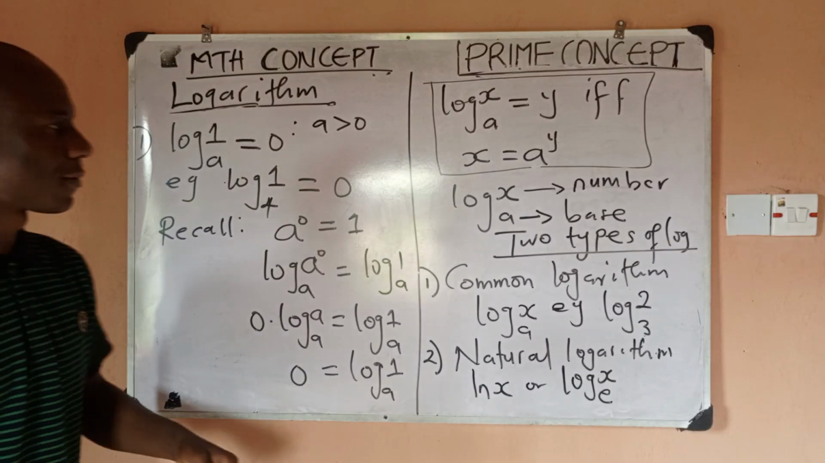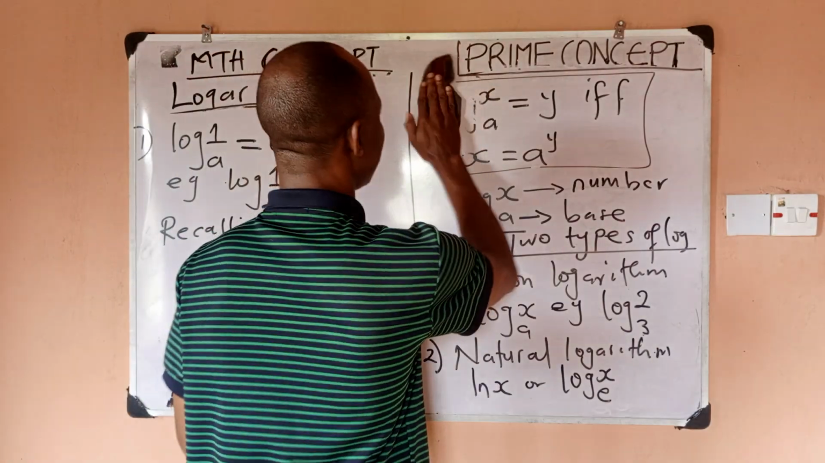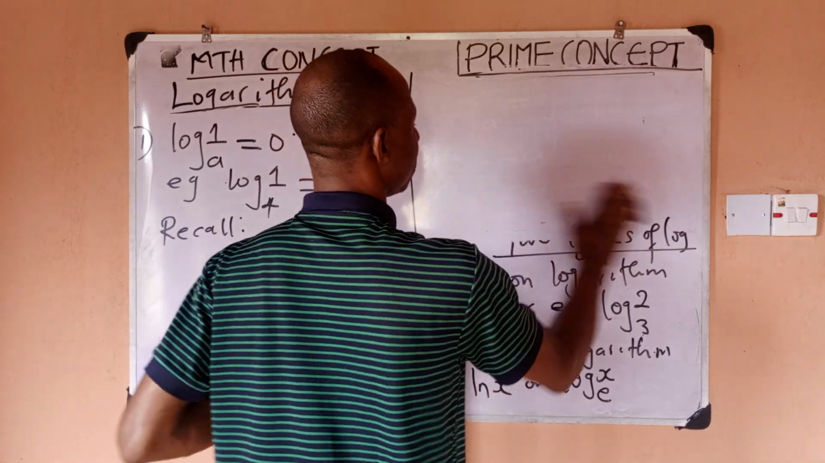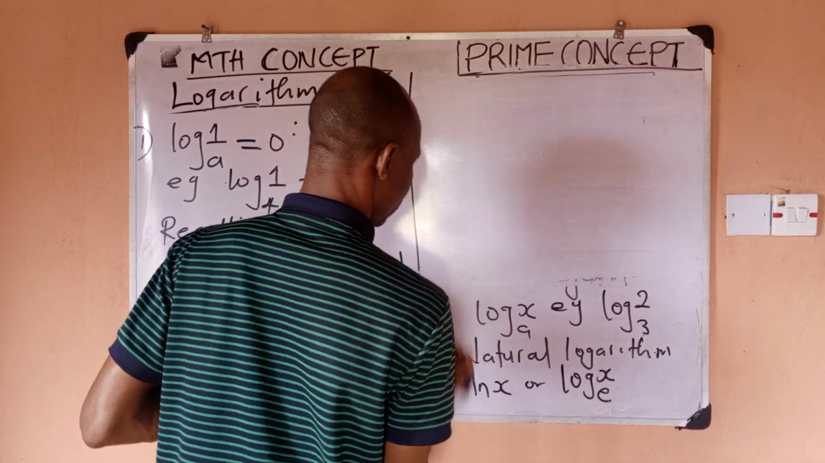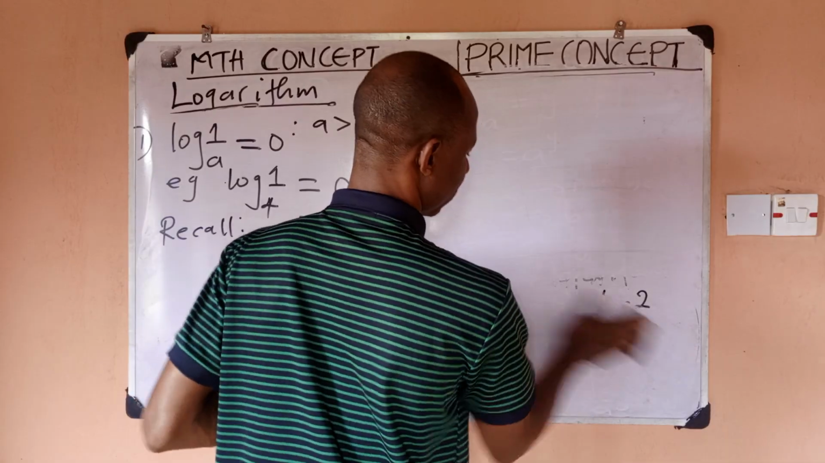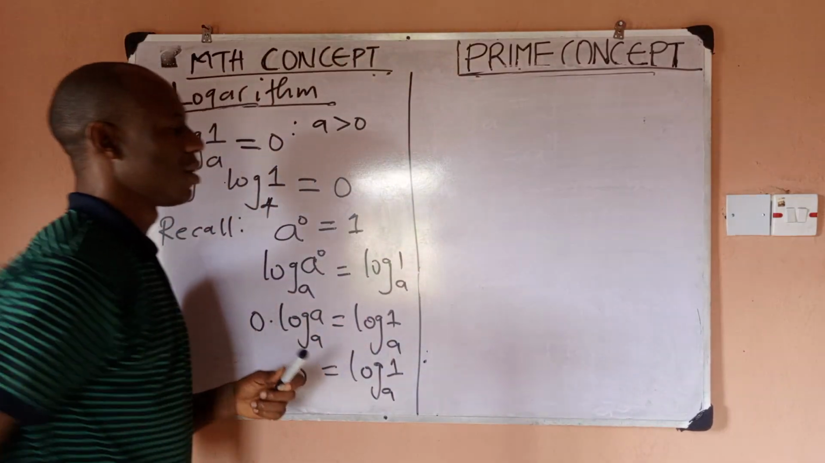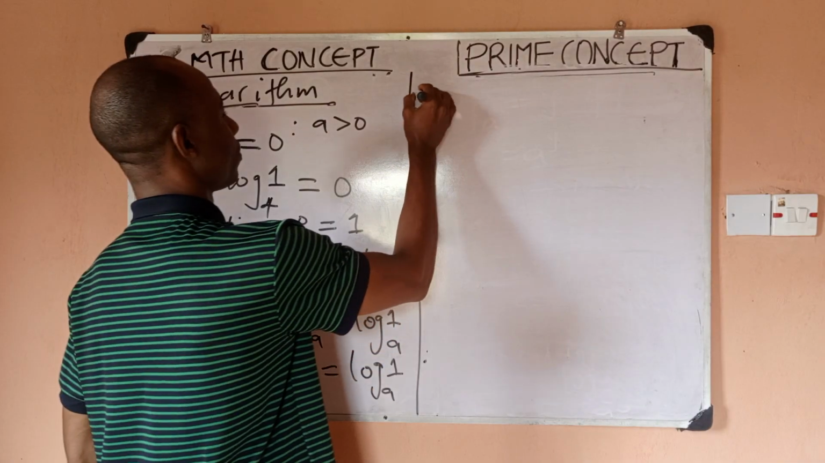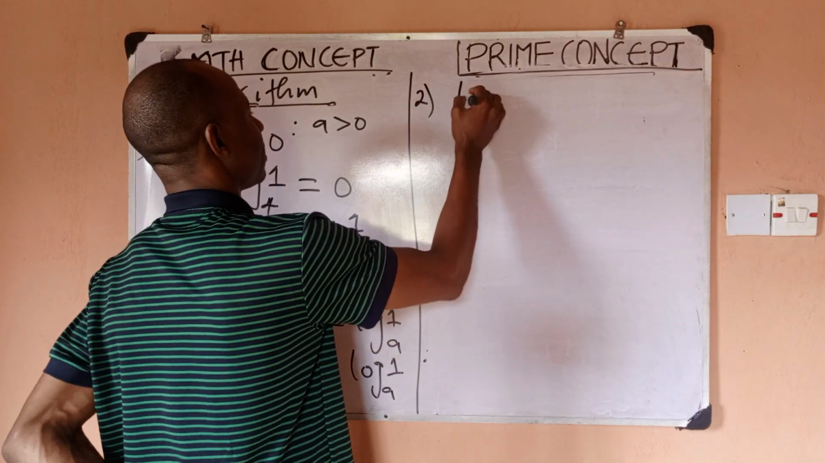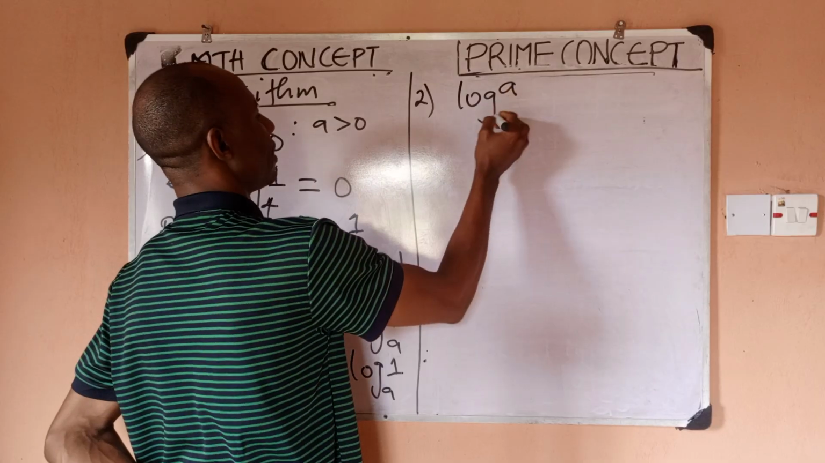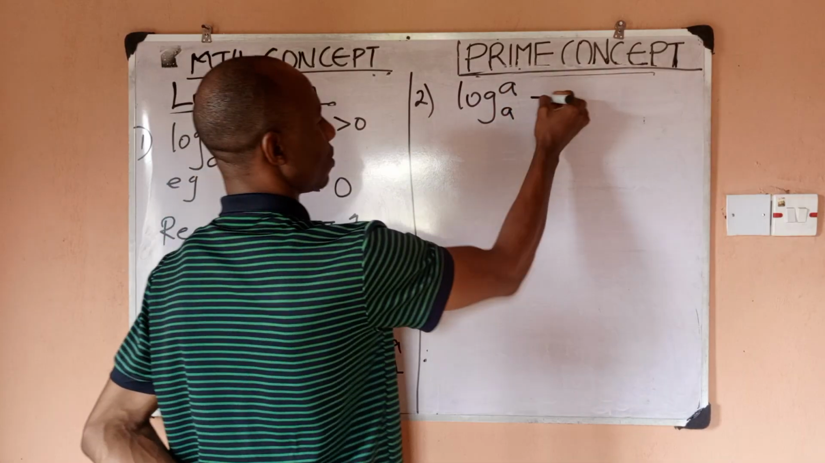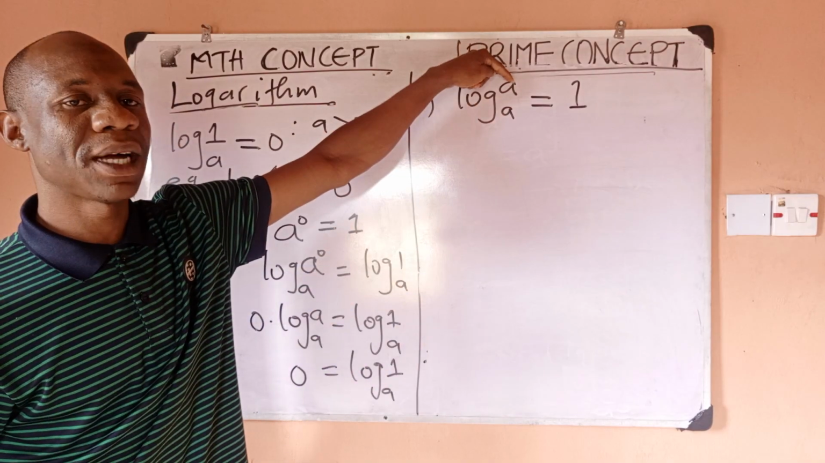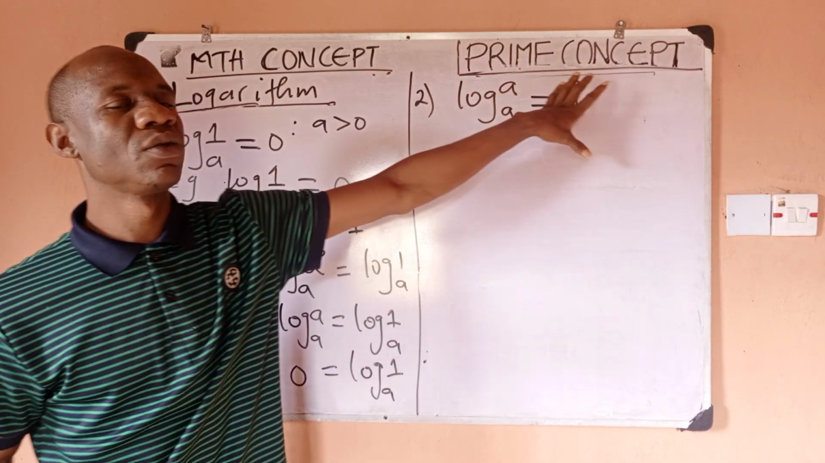So now let's look at the second rule, or law of logarithm, because we are not following these laws necessarily sequentially. So when we say second, it does not mean it must be the second. But the next one, which is number 2, is log of a to base a. This would give us the result 1. That is to say, whenever you have log of a number to the same number, this would be 1.